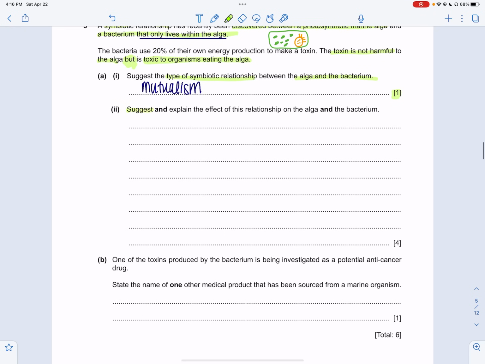All right, suggest, so give an answer and explain, give reasons for your answer. The effect of this relationship on the algae and on the bacterium, 4 marks. Focus on the "and" so that you can split your answers apart and see where you can get marks from. Both, especially mutualism, you definitely want to use that word, both organisms benefit each other.